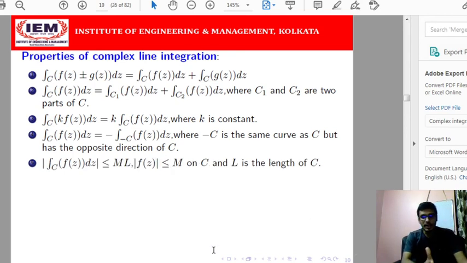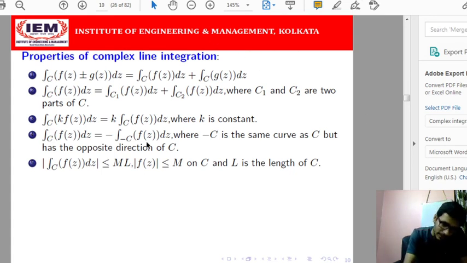Then another important property is the length of the curve. How can we measure the length of the curve? Actually, if I consider a curve, in that curve I can take small arcs over the curve. If I join the lengths of the arcs, then it gives us the length of the curve. In that way I can measure the length.